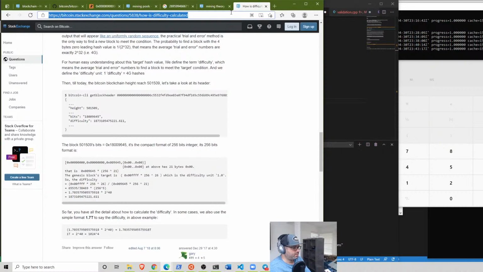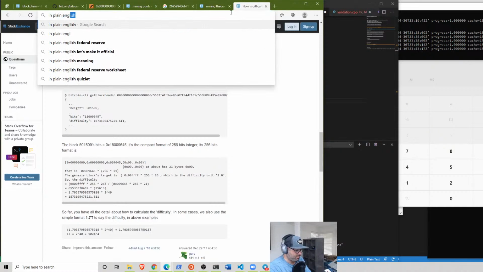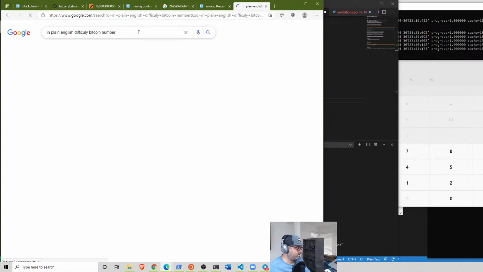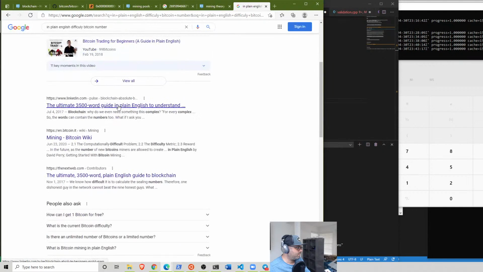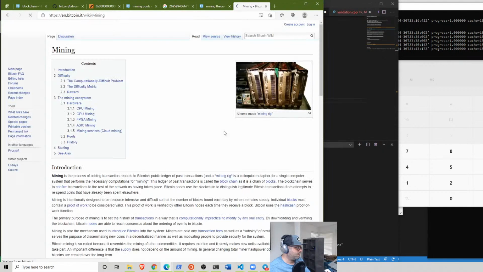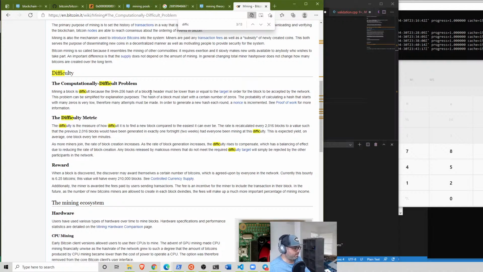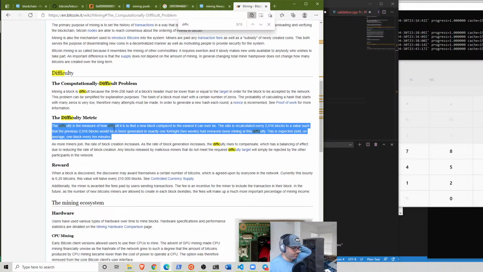So let's do it in plain English now. It's a difficulty Bitcoin number. Computationally difficult problem. Mining a Bitcoin block is difficult because of the target difficulty metric. The difficulty is the measure of how difficult it is to find a new block compared to the easiest it can ever be. Okay, the easiest it could ever be is 1 difficulty.